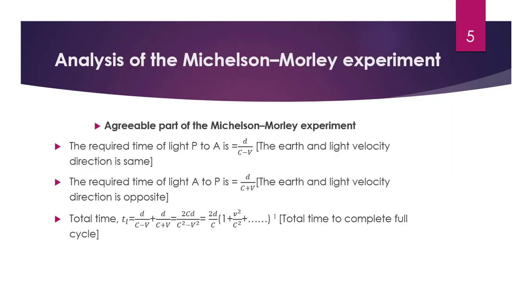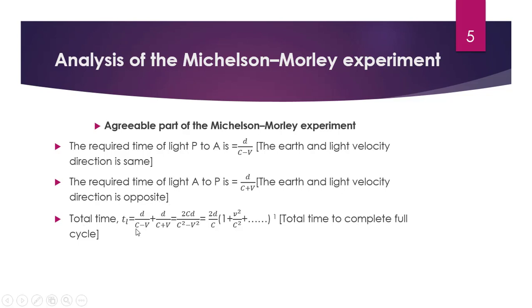Let's go to the next slide. Analysis of the Michelson-Morley experiment. The agreeable part of the experiment: the round trip time of light from P to A is d by c minus v, where the light velocity direction is the same. The return time of light from A to P is d by c plus v, where the light velocity direction is opposite.